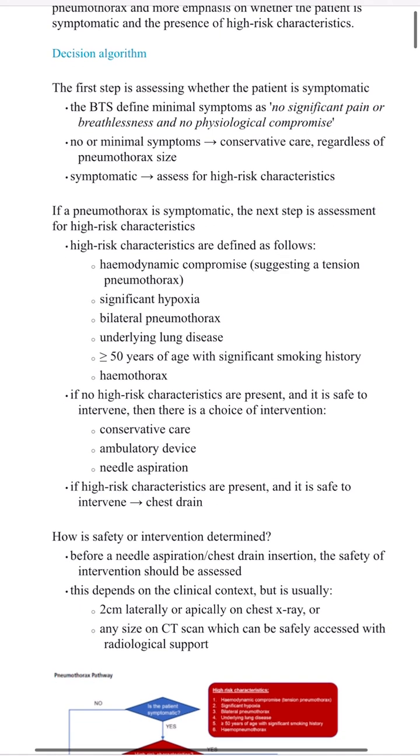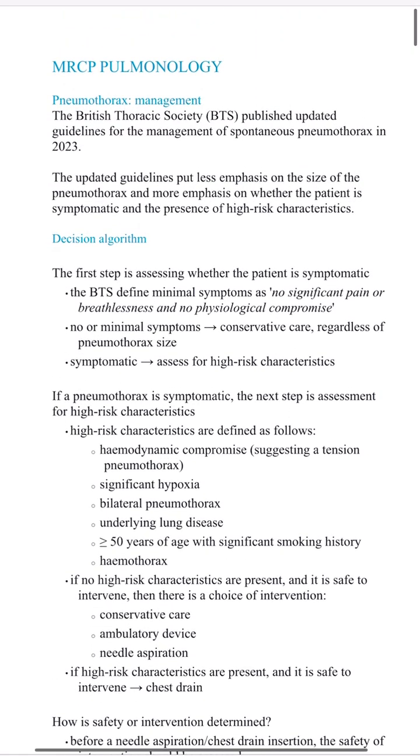Okay, so these are the high risk characteristics. If no high risk characteristics are present and it is safe to intervene, then there is a choice of intervention: conservative care, ambulatory device, and needle aspiration. But if high risk characteristics are present and it is safe to intervene, then plus chest drain. I hope everything is clear till now.